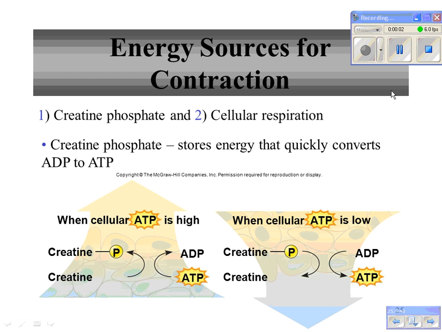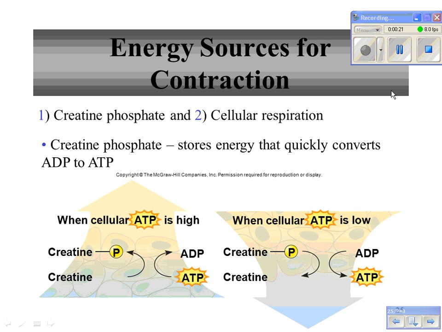In this video vignette, we're going to talk about where the ATP, or the energy source, comes from in order to have a muscle contraction. So we know we need ATP to interact, so the myosin head can ratchet forward and then reset itself.